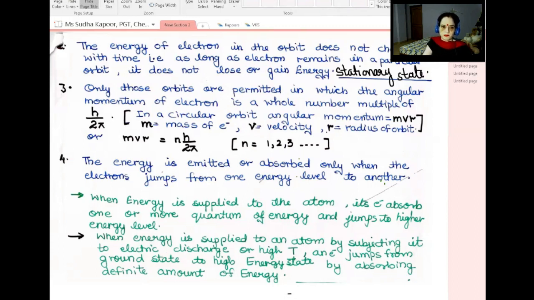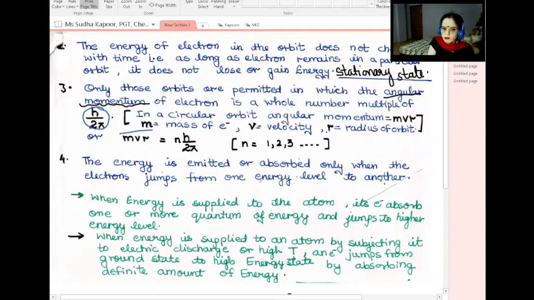Now the third one. Only those orbits or shells are permitted in which the angular momentum, a new word, angular momentum, of the electron is a whole number multiple of h upon 2 pi. It is to be remembered that only those orbits are possible which have an integral multiple of h upon 2 pi. And what is n here?